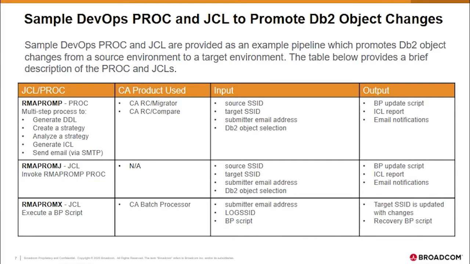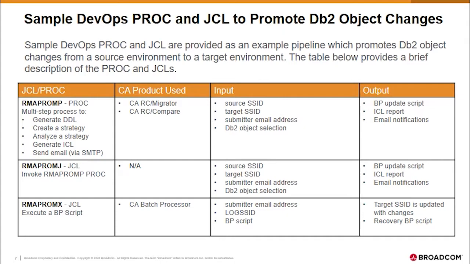The RCM enhancement provides a sample of a workflow that promotes object changes from one environment to another. This sample can give you an idea of how you can build your DevOps pipeline using JCL. The enhancement consists of a PROC and 2 JCL jobs.